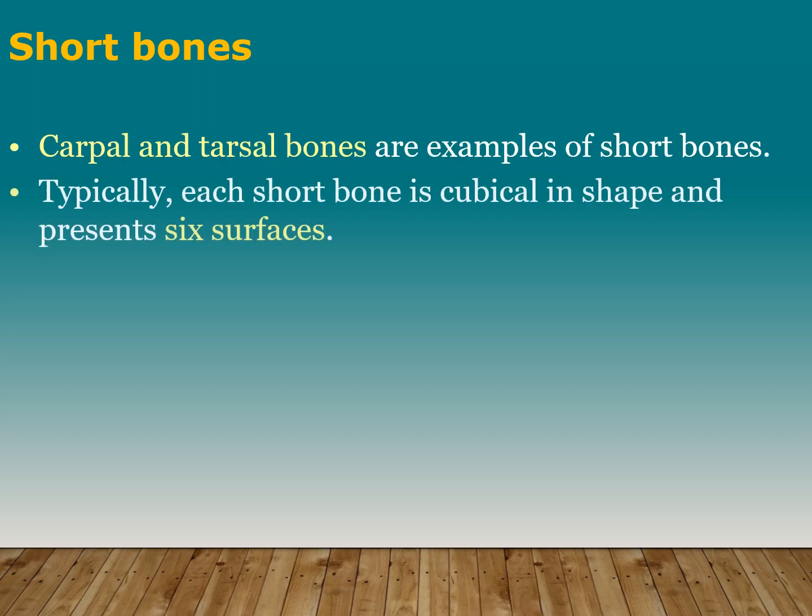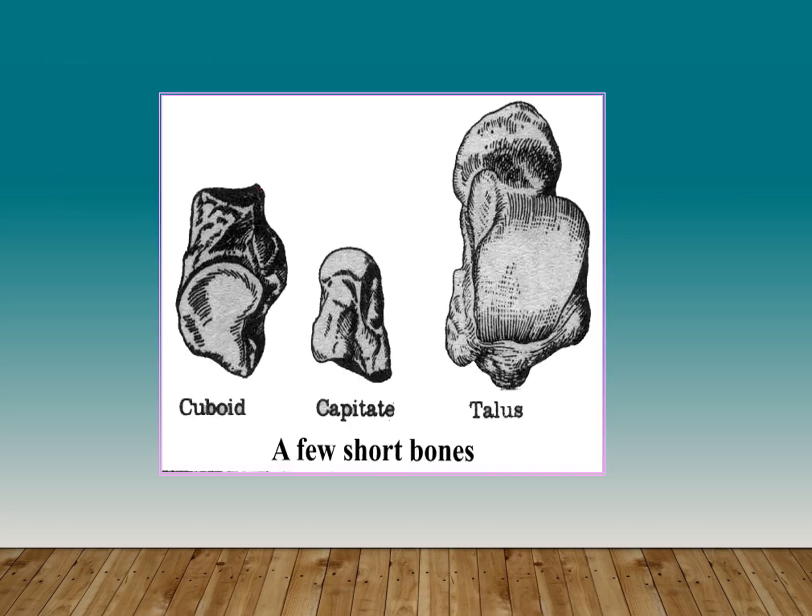Then short bones: carpal and tarsal bones. Typically each short bone is cubical in shape and presents 6 surfaces. So these are the short bones. You can appreciate the difference between the long bones and the short bones now. In a long bone the length is more than the width, and we have seen miniature long bones. These short bones typically have a cubical shape and many surfaces.